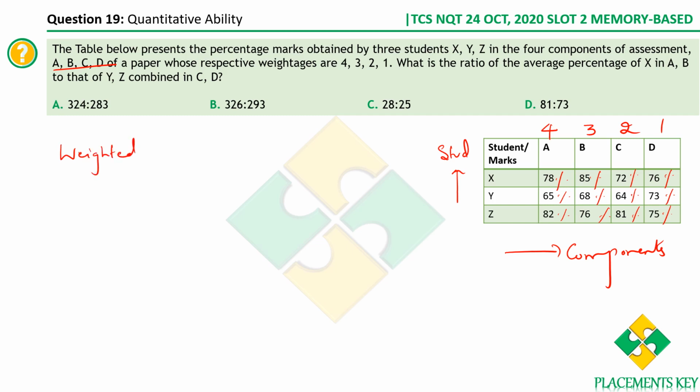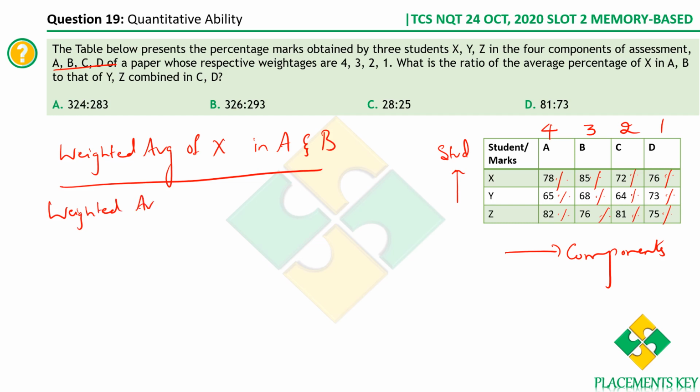Because we have weights, right? Weighted average of X in A and B, in the subjects, in the components A and B, divided by the weighted average of Y and Z in components C and D. This is what we are supposed to find. We are supposed to find the ratio.